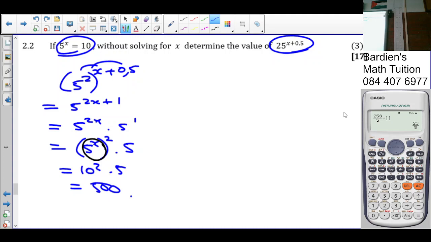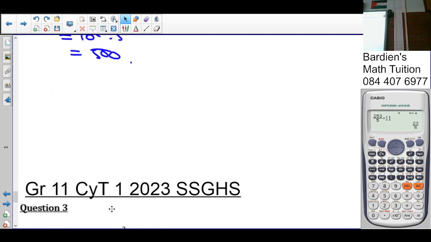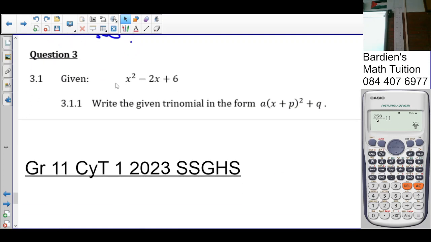I think Jordan did a beautiful calculation. She used logs and she got 500 out. But how many marks out of 3 did she get? 0. Why? Because it says without solving for x, and she solved for x. A beautiful calculation. If that wasn't there, I had to give you 3 marks, but I made sure that was there.